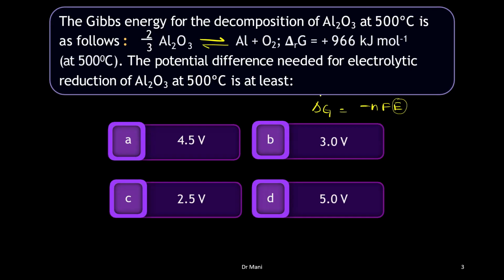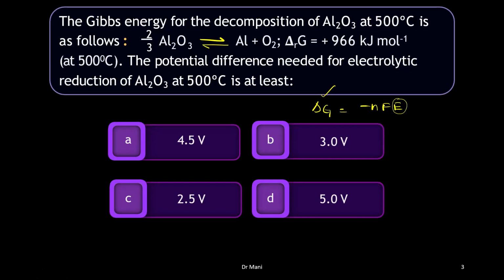Okay, so here the delta G is given. I don't know what the n value is here. I need to find it by using this reaction. And I know the F value. So if I find the n value, and I know the F value, and I know the delta G value, I can find out the E value. Yes or no?